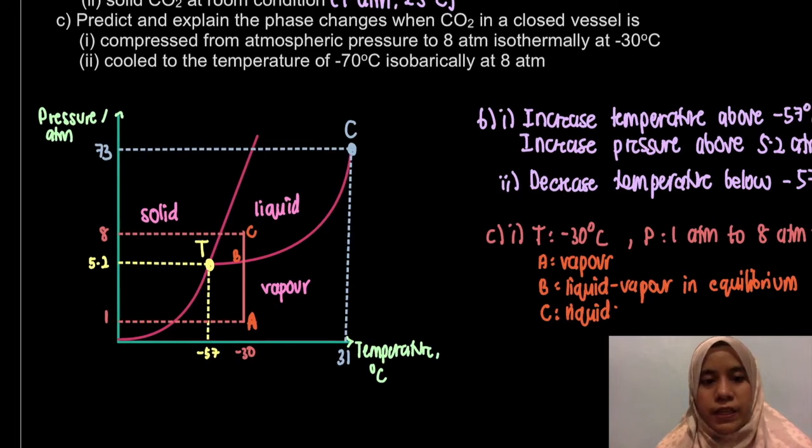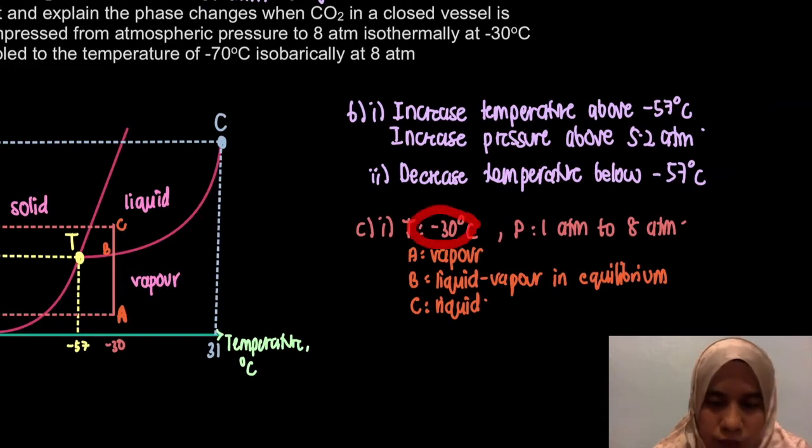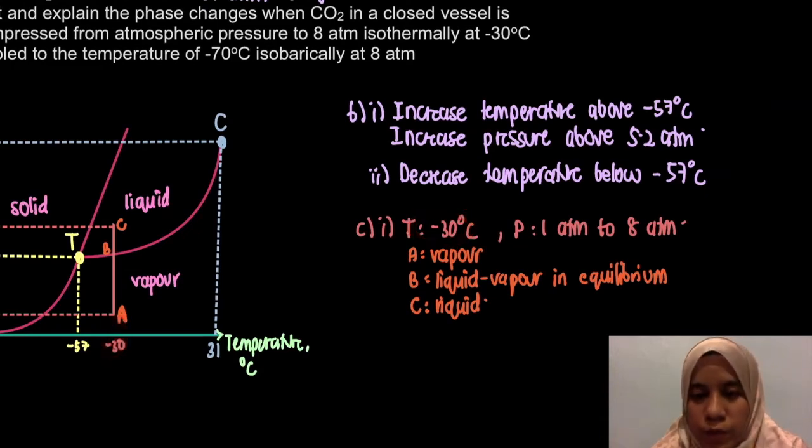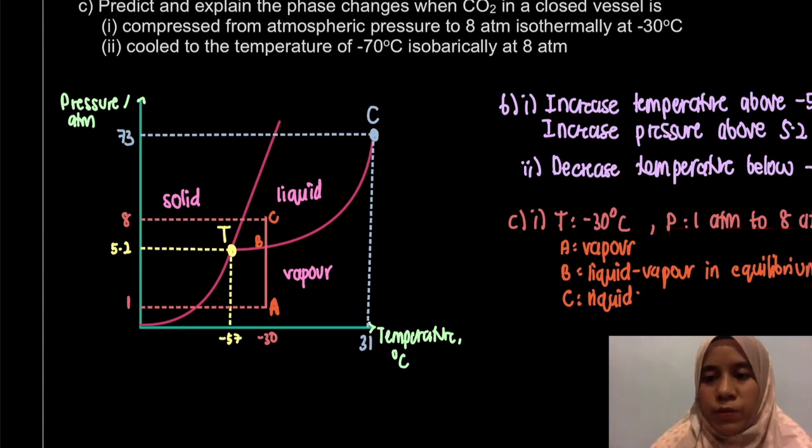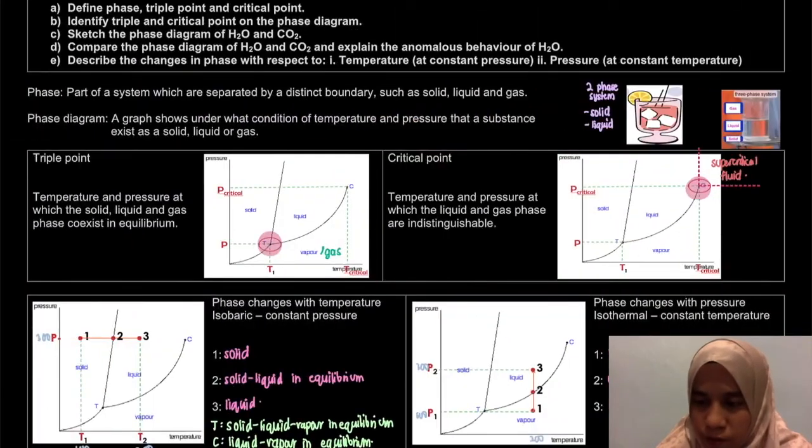Okay, remember dia kata dekat sini explain the phase changes. Kita kena tulis betul-betul. Temperature dia negative 30. So, betul lah negative 30 ni from 1 atm to 8 atm. So, lagipun dia kata dekat sini kan isothermal. Isothermal ni, it means that constant temperature. Yang ini dekat sini, misal dia explain. Isothermal, constant temperature. Isobaric, constant pressure.